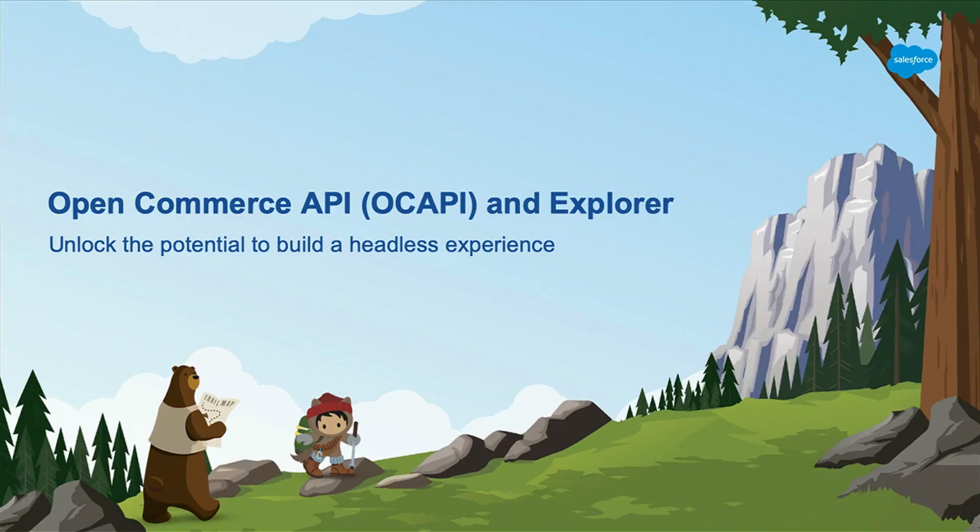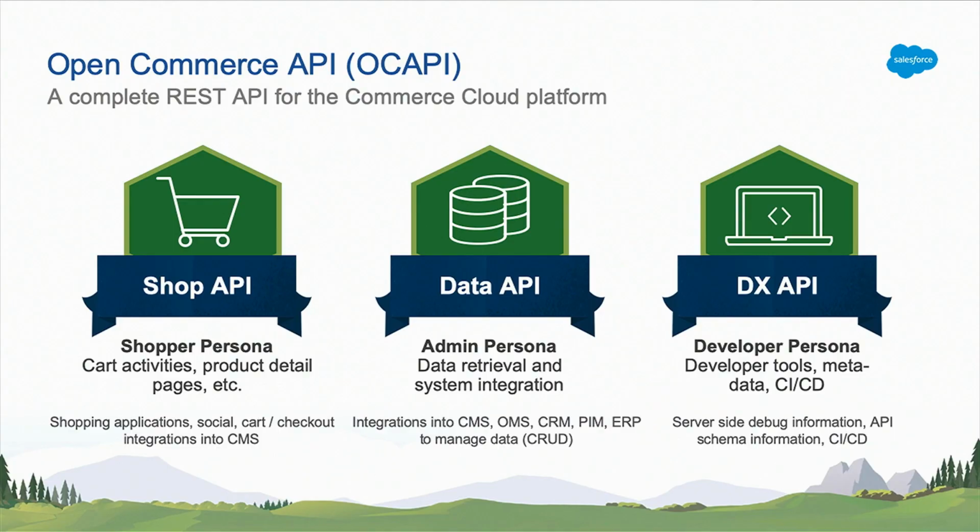Okay, as we keep moving through all of these developer tools, the next stop is we're going to talk a little bit about the APIs that are available on top of Commerce Cloud. Commerce Cloud itself has had a full REST API layer on top of it for quite a while, what we call our Open Commerce API, or OCAPI. It's a full REST layer that's available, and it's separated into 3 different areas.